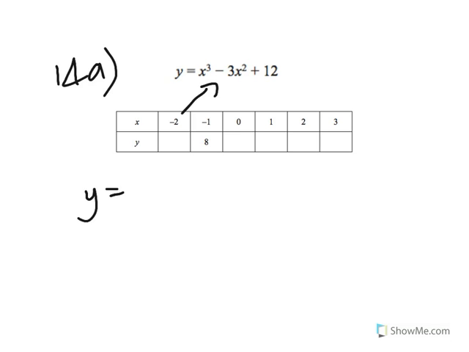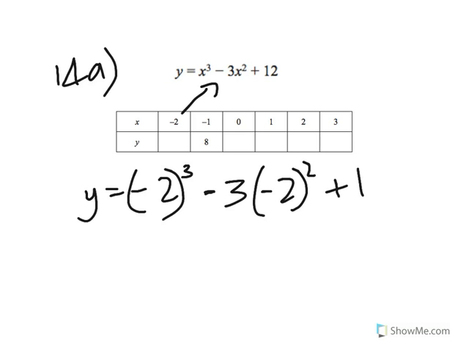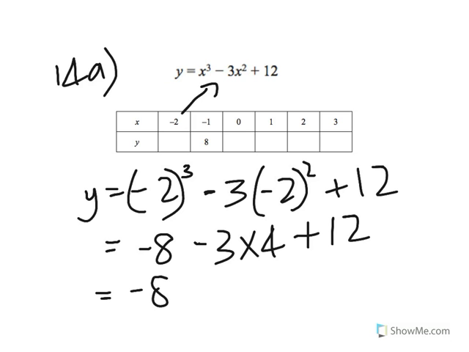Y is equal to, we'll substitute all the x's with minus 2: minus 2 cubed minus 3 times minus 2 squared plus 12. Now minus 2 cubed is nothing but negative 8, because minus 2 times minus 2 times minus 2 is minus 8. Minus 3 times negative 2 squared is nothing but minus 12, and plus 12. So this gives us minus 8 minus 12 plus 12, so it gives us minus 8. So that means that when x is equal to negative 2, y is equal to minus 8.